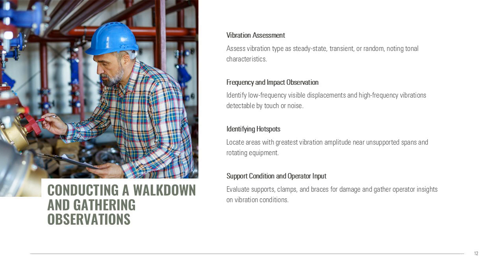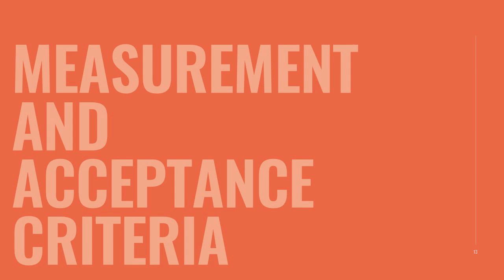Identifying hotspots where vibration amplitude is greatest is critical, as these locations often correspond to unsupported spans, small-bore connections, or areas near rotating equipment. The condition of supports, clamps, and braces should be evaluated for signs of loosening or damage. Operator input is invaluable during this stage, as they can provide details about operating conditions when vibration occurs and periods when it subsides. Collecting this information ensures that subsequent measurements and analyses are focused on the most vulnerable sections of the system.